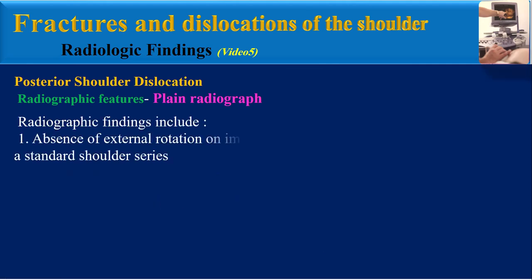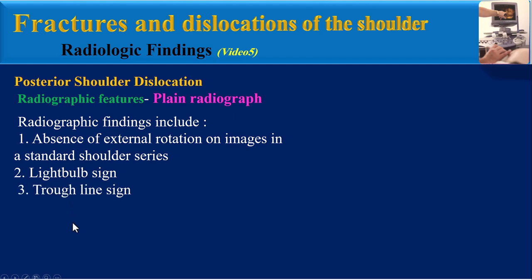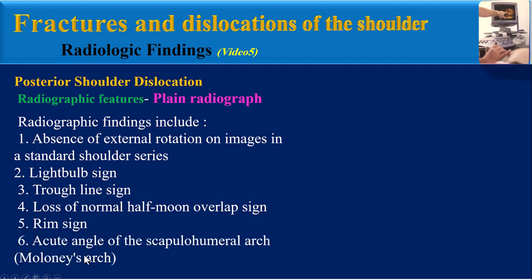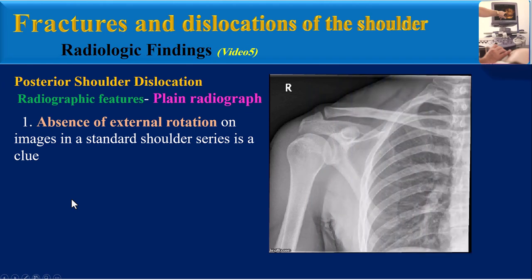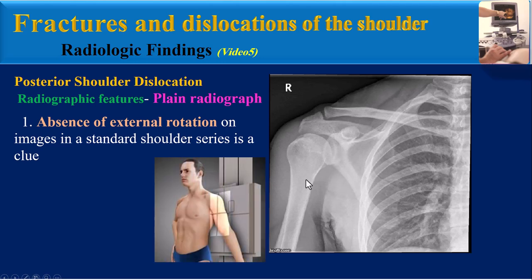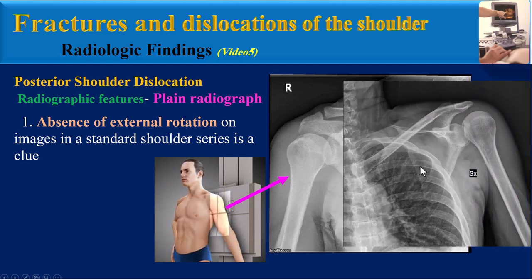Radiographic findings include absence of external rotation on images in a standard shoulder series, light bulb sign, trough line sign, loss of normal half-moon overlap sign, rim sign, and acute angle of the scapulohumeral arc or Moloney's arc. Absence of external rotation on images in a standard shoulder series is a clue. As you know, to take an AP shoulder X-ray, we ask the patient to do external rotation. But in a patient with posterior shoulder dislocation, the patient cannot do this external rotation.